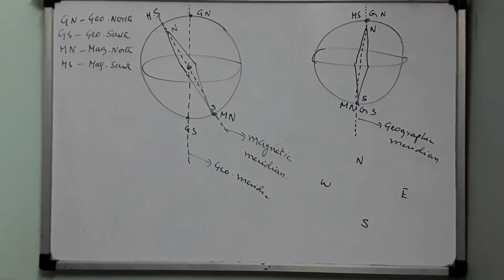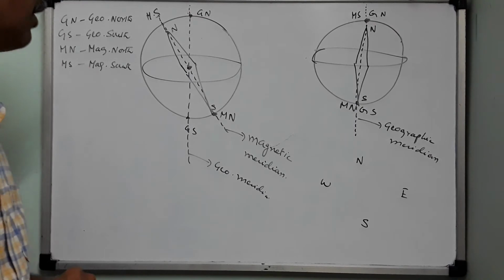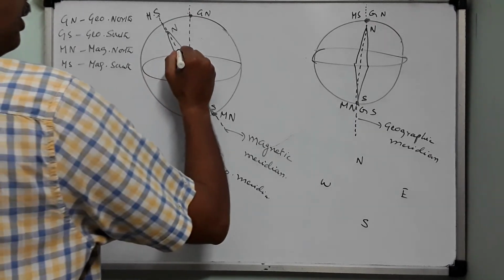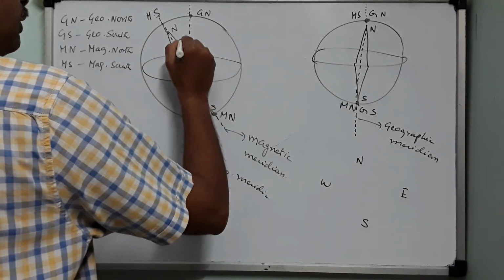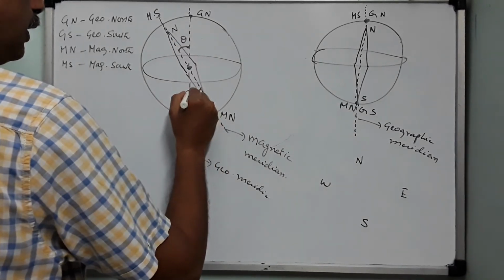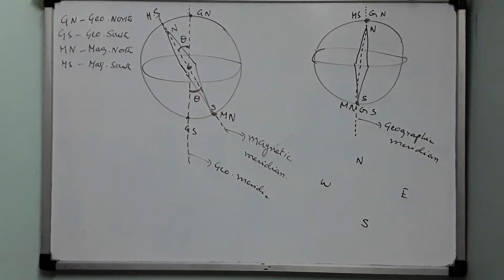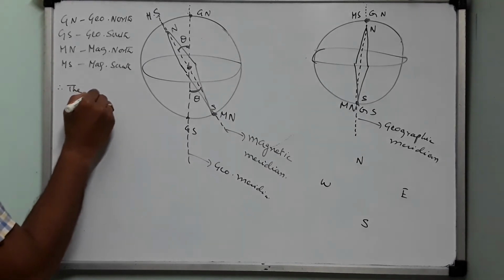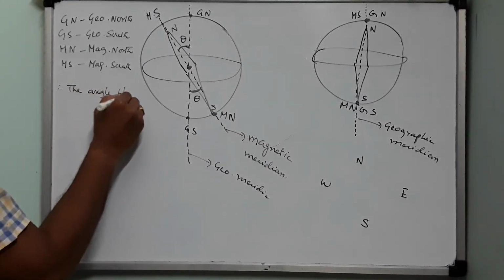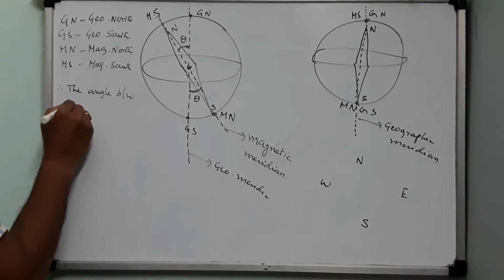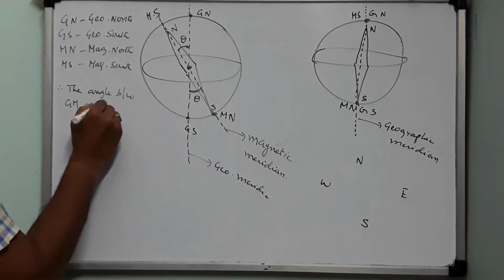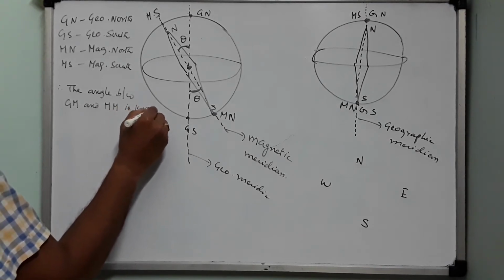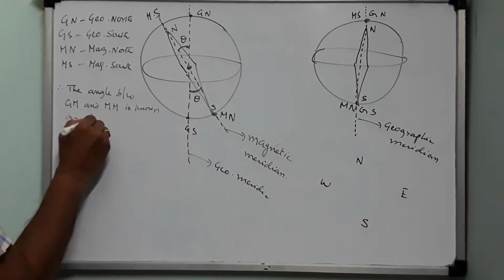Now we define the first quantity, declination, as the angle between the geographic meridian and the magnetic meridian. So this angle will be measured as what, children? Theta. So this angle will be theta. Therefore, the angle between the geographic meridian and the magnetic meridian is known as declination.